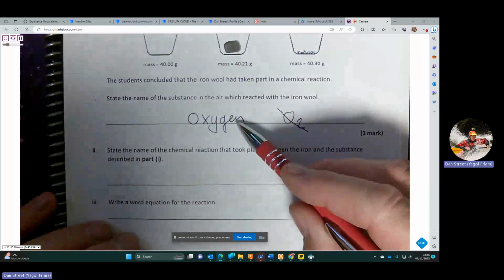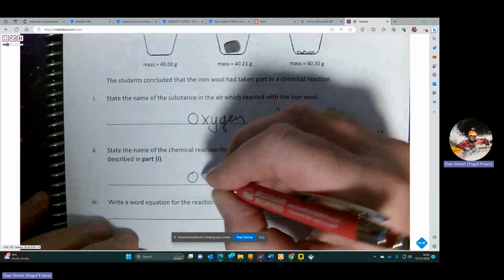Okay. Part 2, state the name of the chemical reaction that took place between iron and the substance described in part 1. Well, it's the addition of oxygen to the iron, so we call that oxidation.